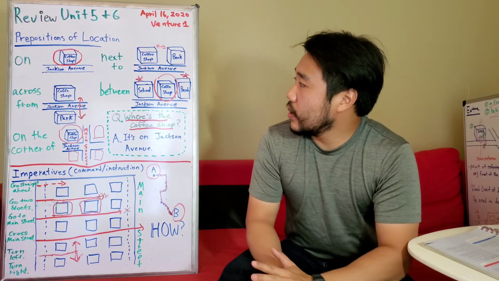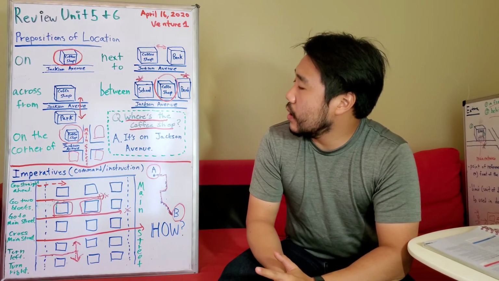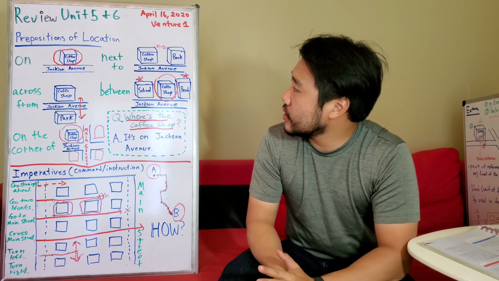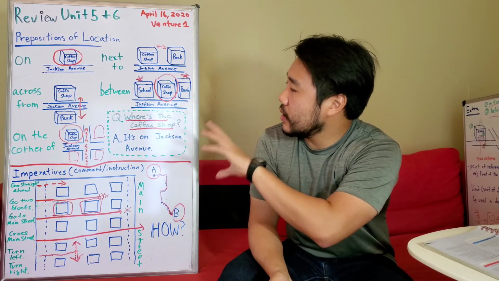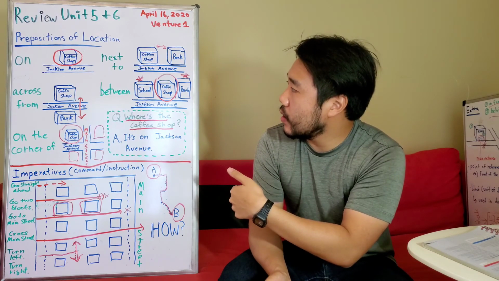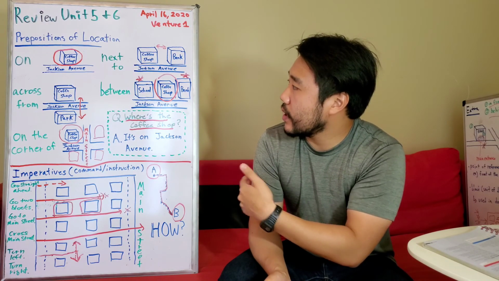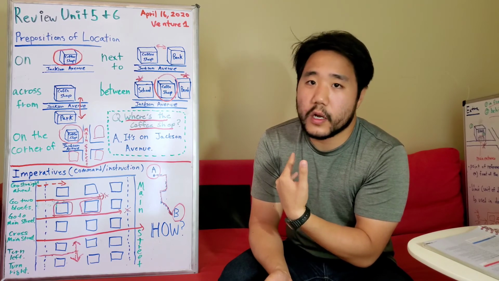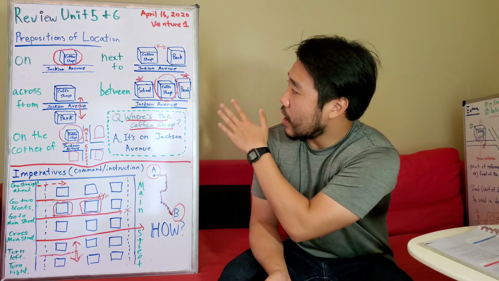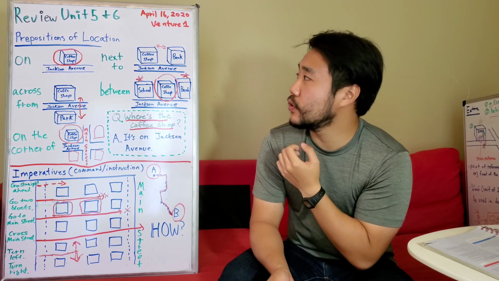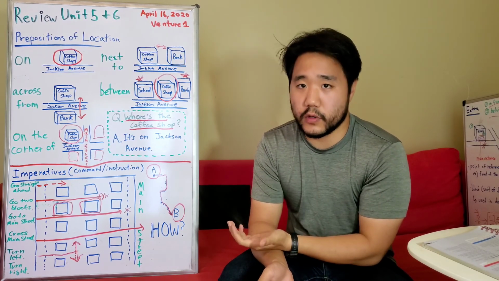So in this video, we just reviewed propositions of location and imperatives. So using these, in our next video, we're going to do some exercises to help practice using these grammar rules to identify location and give directions, okay?